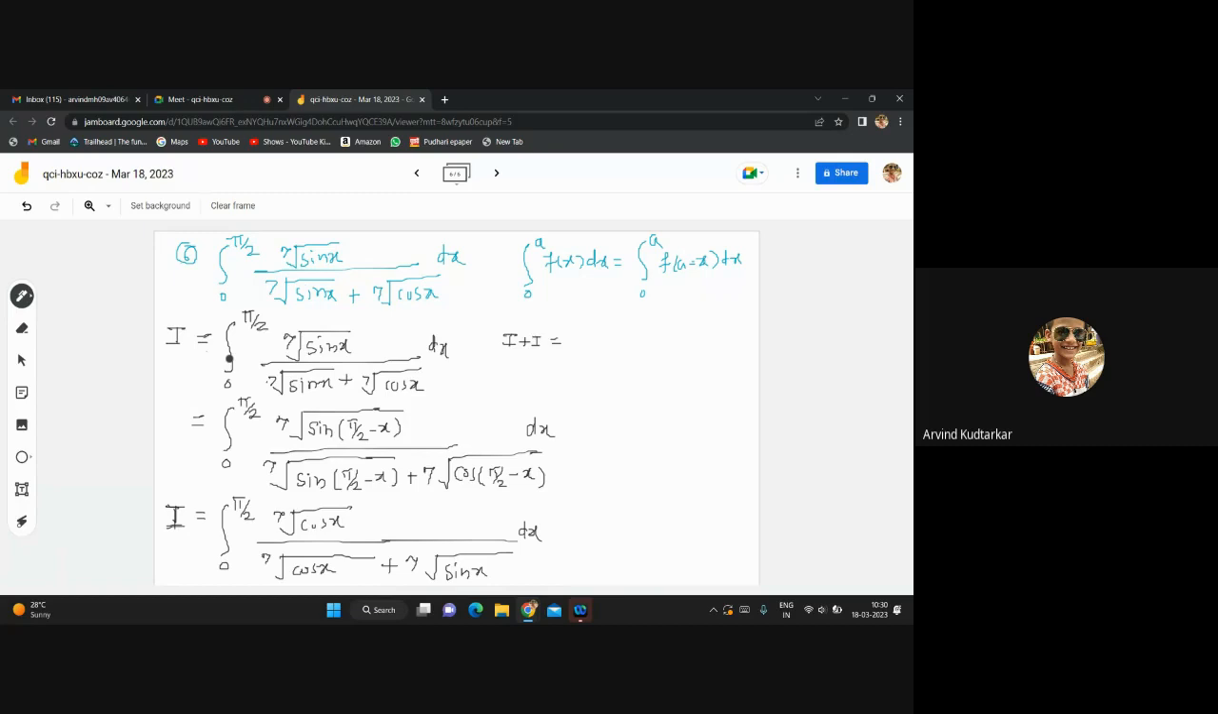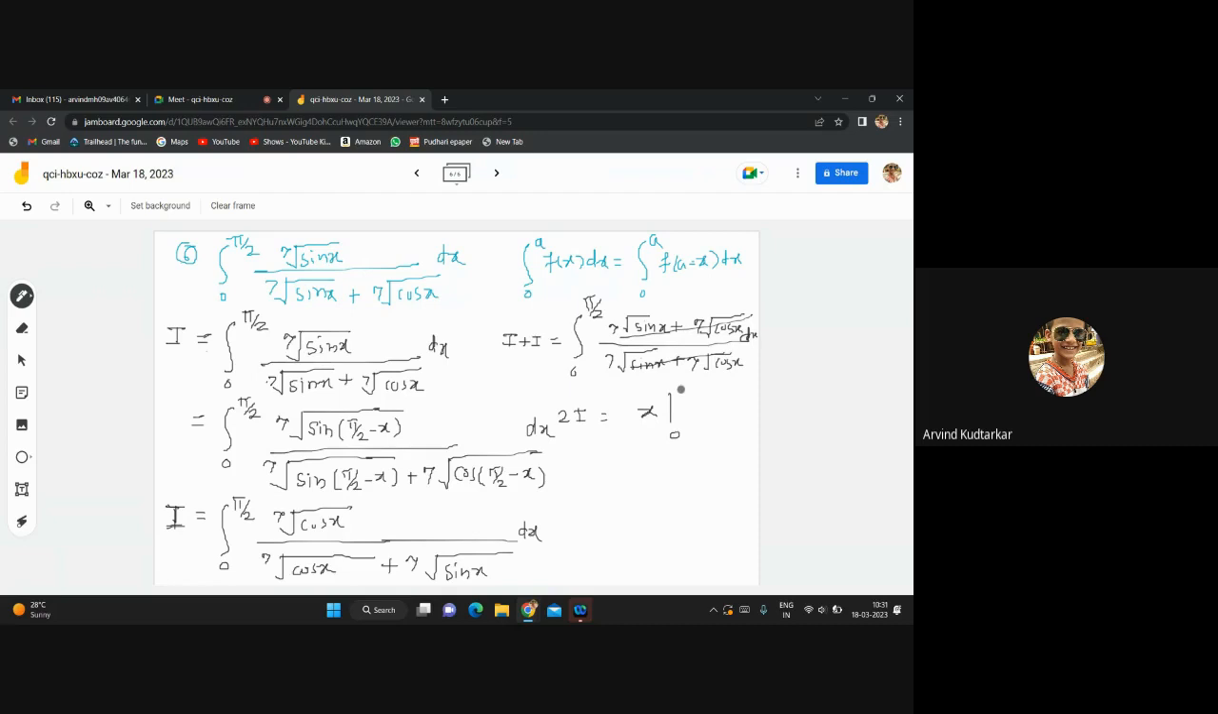So 7th root of sin x plus 7th root of cos x, upon the same, that is 7th root of sin x plus 7th root of cos x, into dx is there. So these two factors are the same, and both cancel. So I plus I is 2I, that is equal to integral from 0 to pi by 2 of dx, that is integration of dx only, and integration of dx is x, provided the limits for this term from 0 to pi by 2.